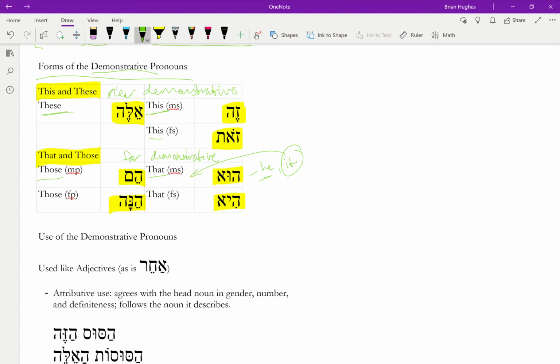So these are just the words themselves. This is just vocab. We have ze, which means this, zot, which means this. We get ele, which means these. Hu can mean that. Hi can mean that. Heim means those. Hena means those. So those are our forms.